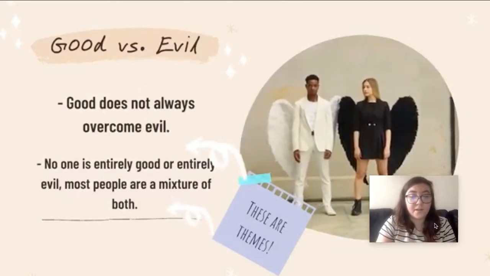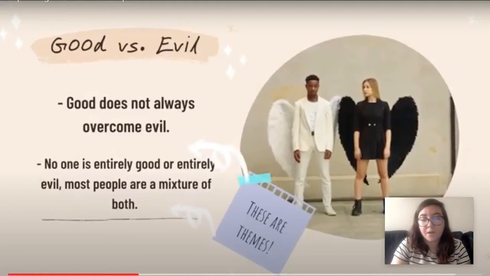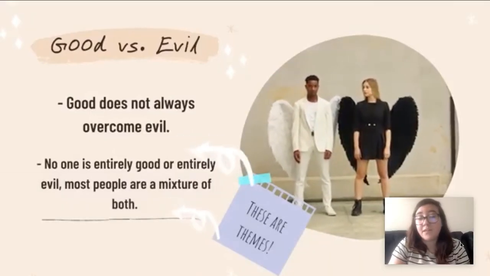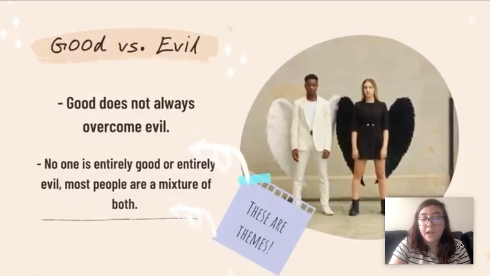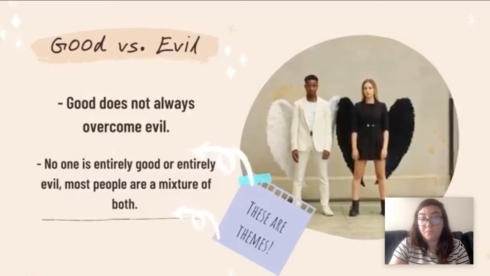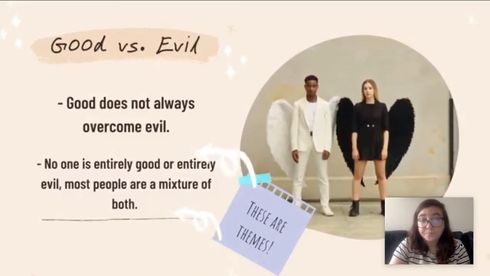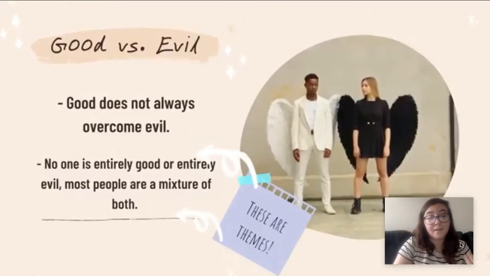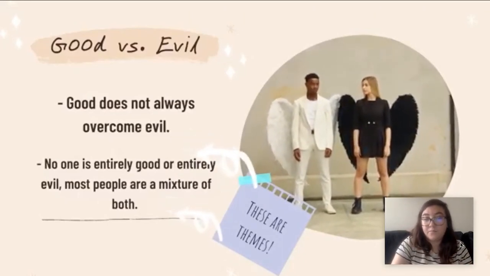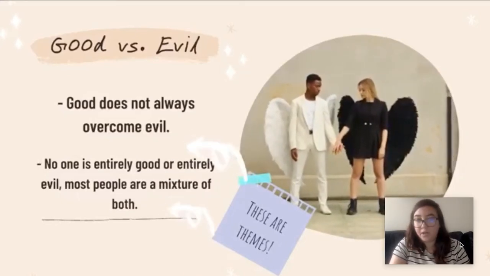So what is the story saying about good versus evil? If I were to ask you that, you'd probably come up with statements similar to these. Good does not always overcome evil, and no one is entirely good or entirely evil. Most people are a mixture of both. Those statements are themes. Good versus evil is the topic. What the book is saying about those are the themes. So now that you have that in mind, let's take a look at the junior year theme target.